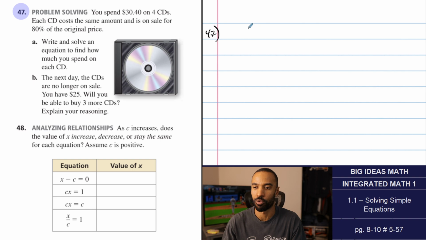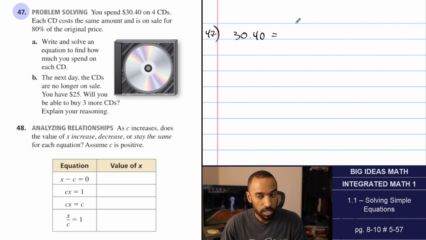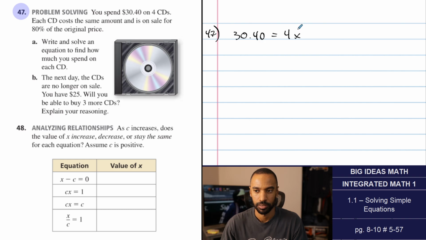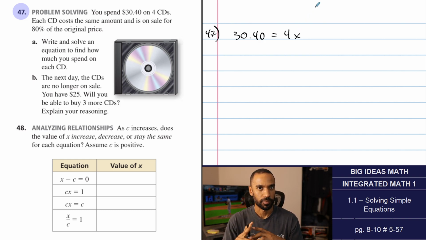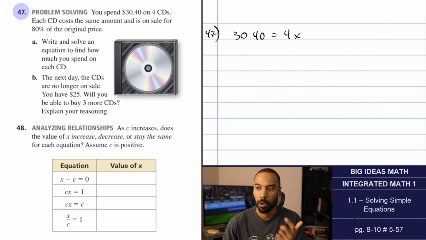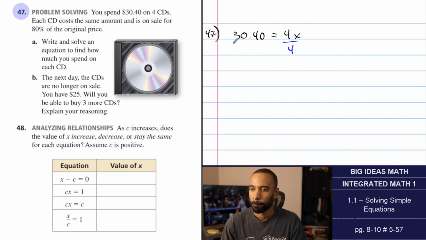You spent $30.40. The total that you spent equals the cost of each CD times the number of CDs that you purchased. That's our equation for setting this up. Forget the 80%. Listen, there are 2 parts of this equation. I'm sure the second part's going to have to do with the sale, or it's just a decoy part. How much did you spend on each CD? Total equals cost times number. You divide by 4. $30.40 divided by 4. That's one.